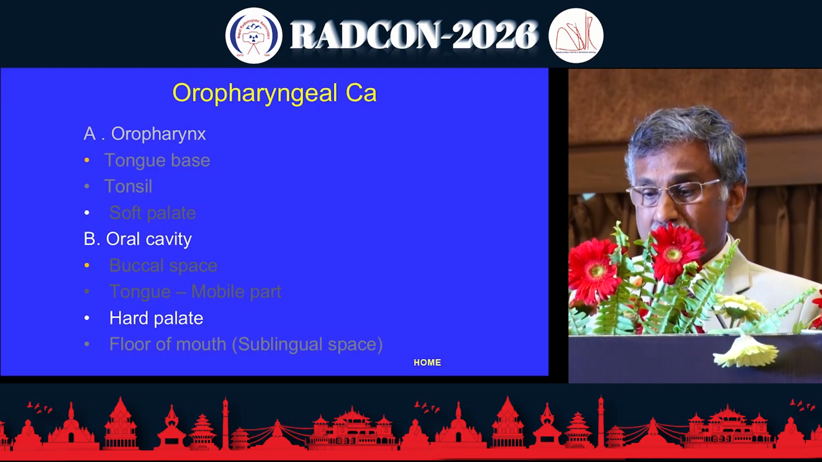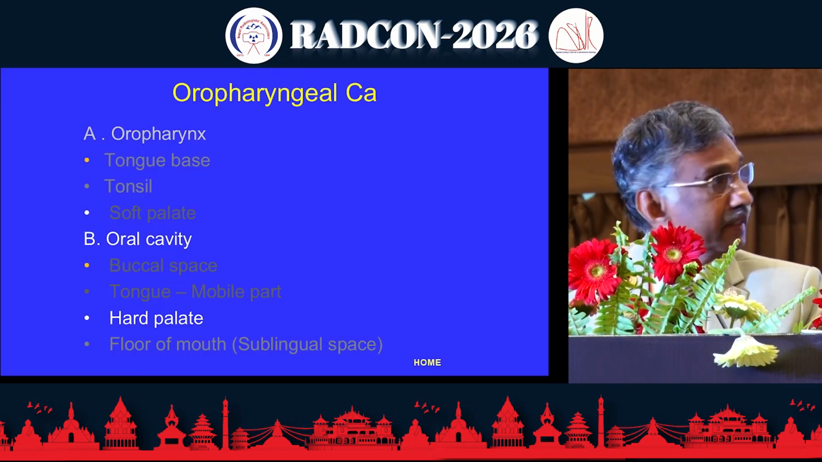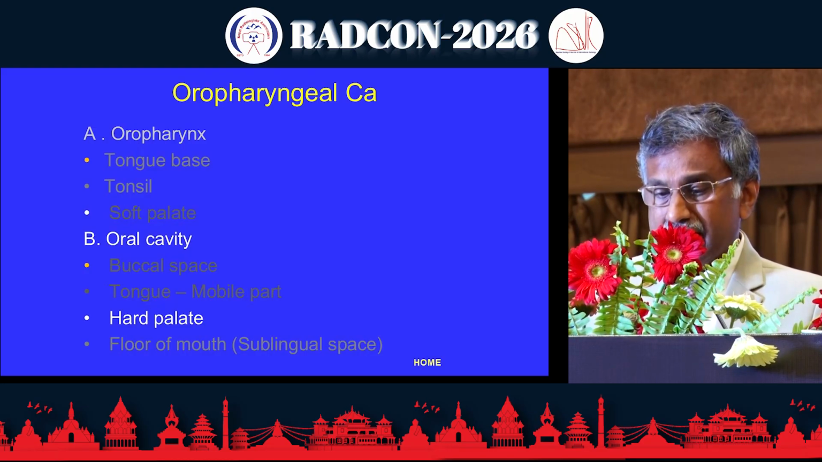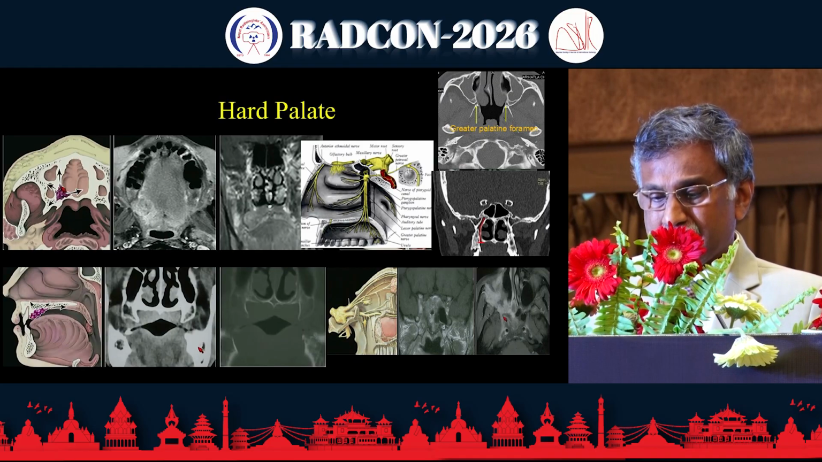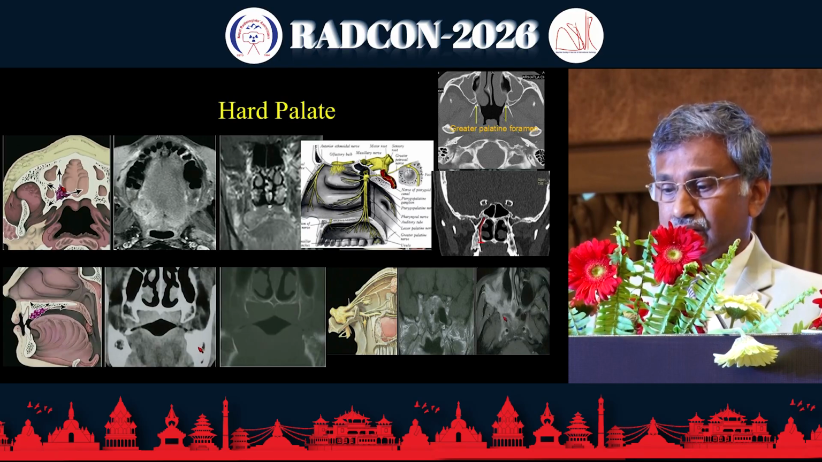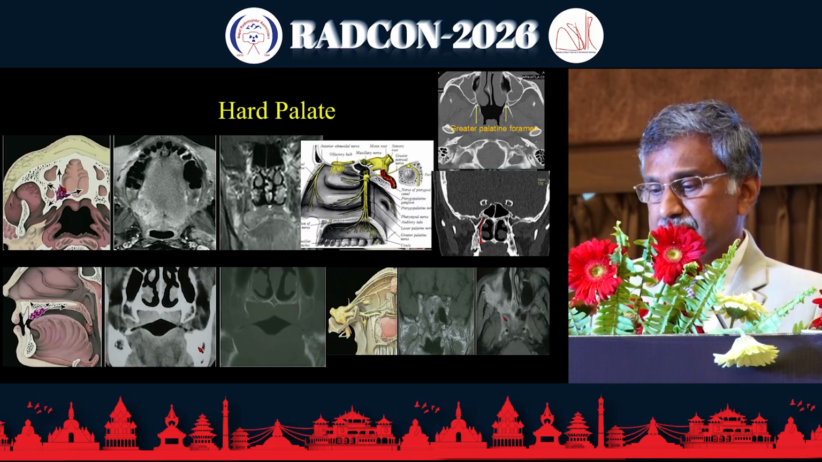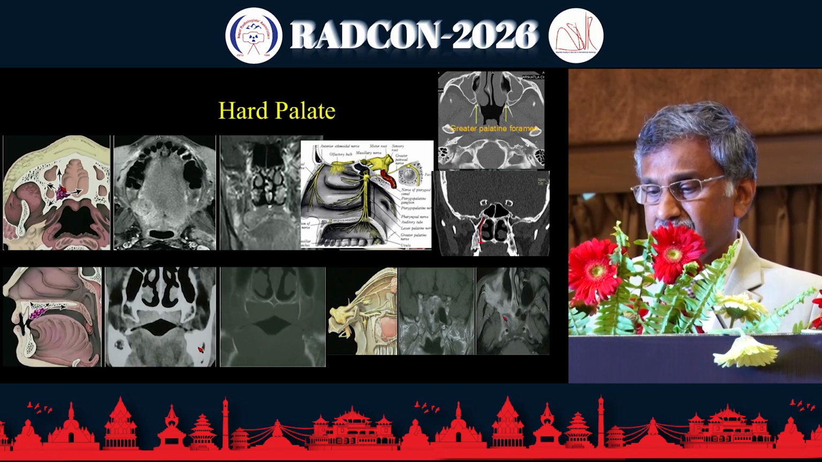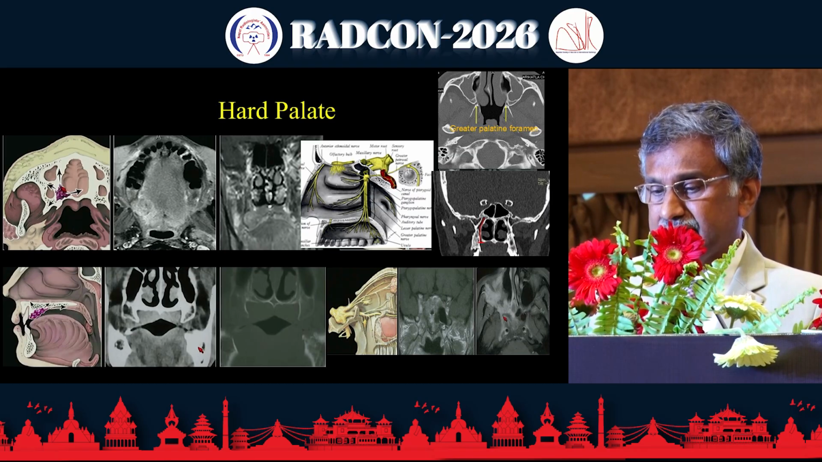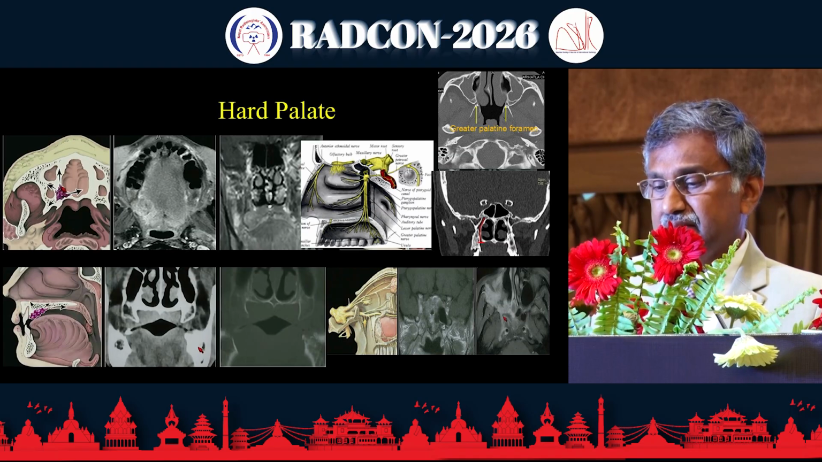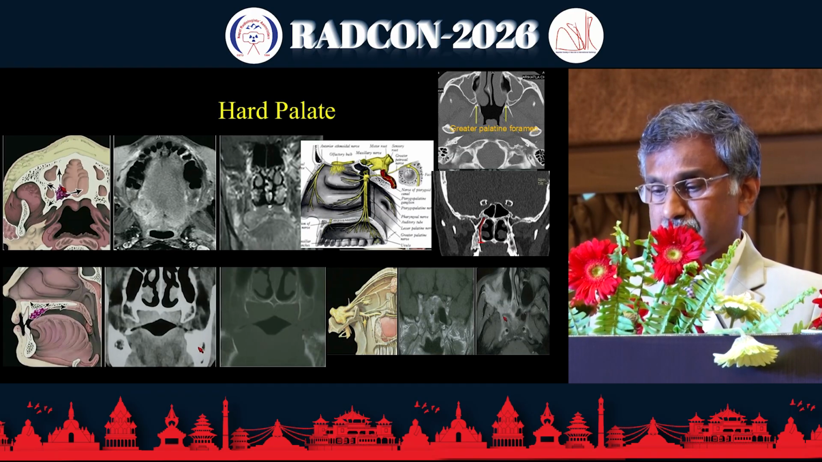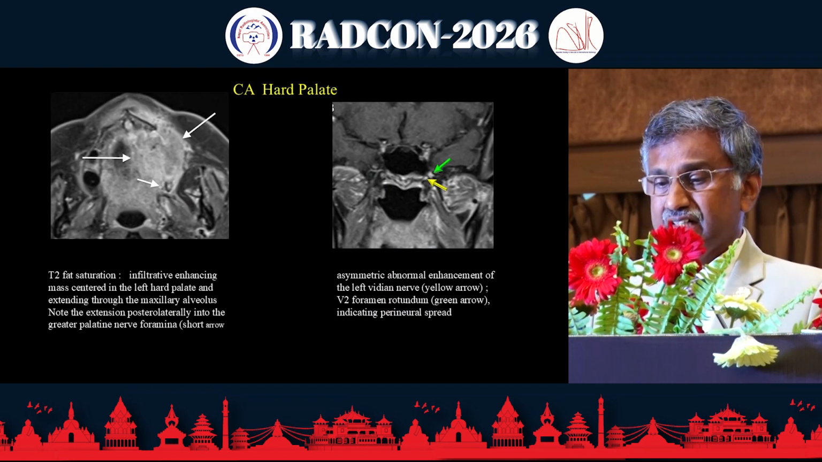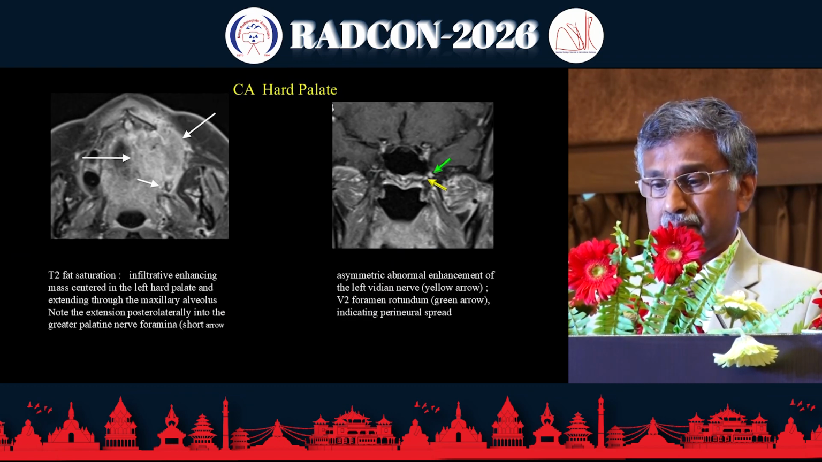Coming to the hard palate, it can go anteriorly and involve the palate. Once the palate is involved, there is a high chance of perineural spread through the greater palatine canal. The spread occurs along the greater palatine nerve, then from the pterygopalatine fossa we can go anteriorly or to V2 involvement. So this information is very vital, particularly for radiotherapy planning.